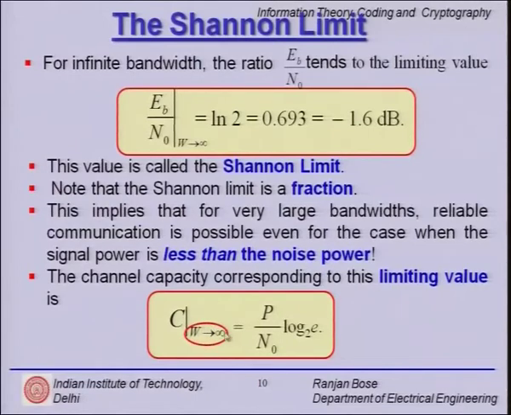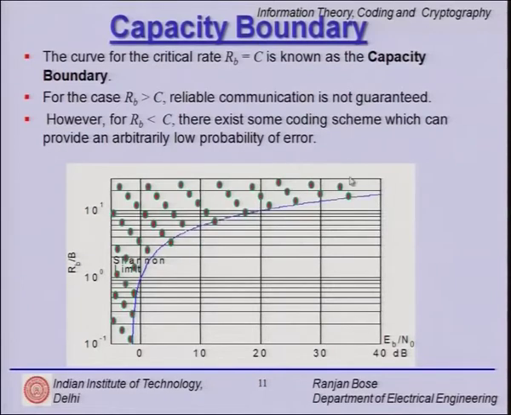So, regardless of how much bandwidth I give you, I cannot keep on increasing the capacity of my Gaussian channel. If you look at the capacity boundary, above this line RB exceeds capacity, and we know that if this rate is greater than this capacity, reliable communication is not possible. So this is the region where we have RB greater than C, and below this blue line is RB less than C, where we again have reliable communication possible. So, all of this region.